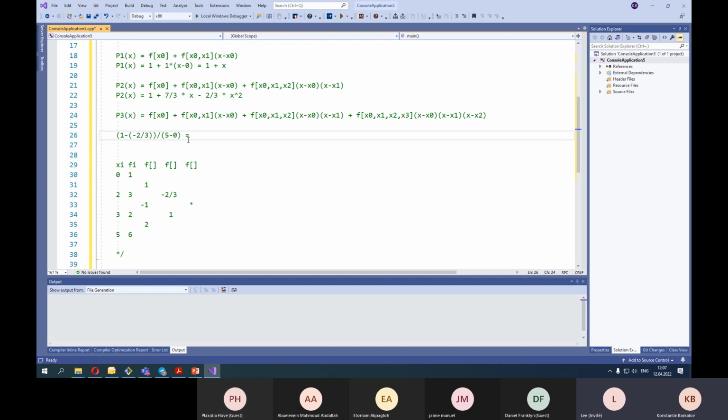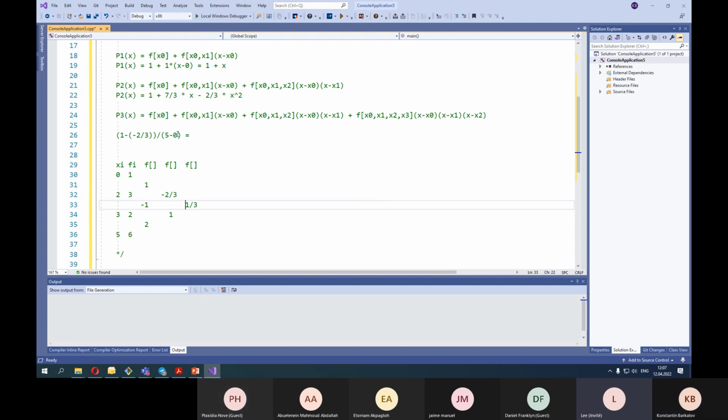One minus 2 over 3, over 5 minus 0. One-third. Right? 1 over 3. 5 is cancelled. We have 1 over 3.